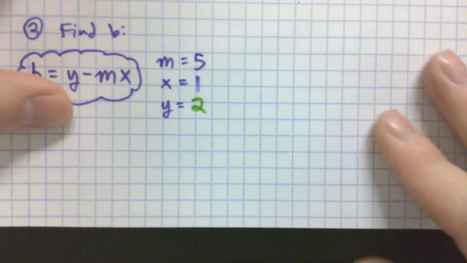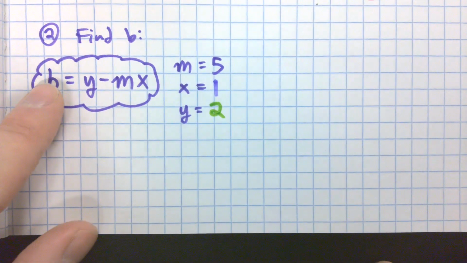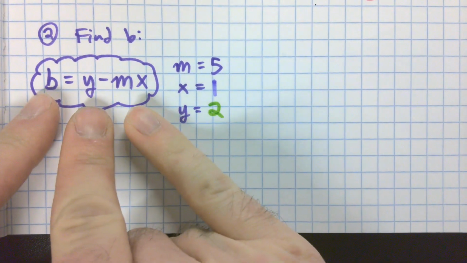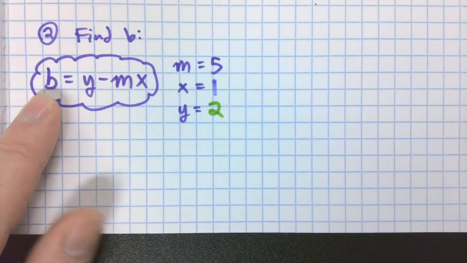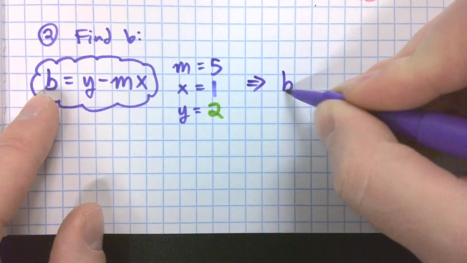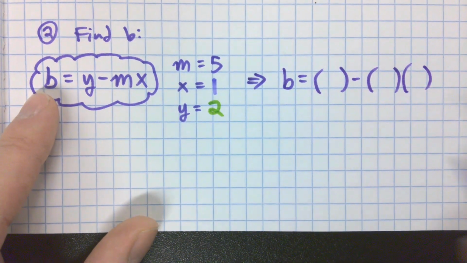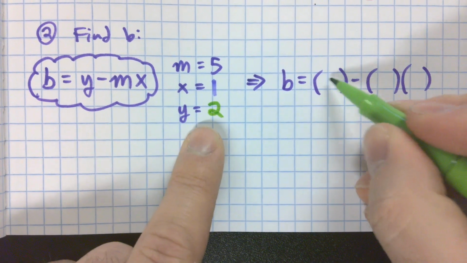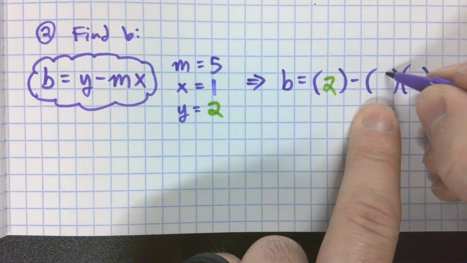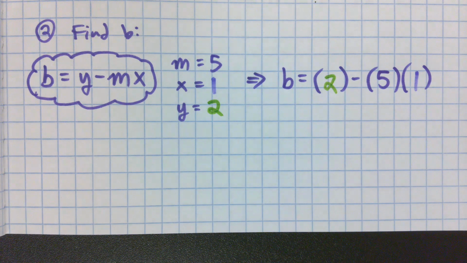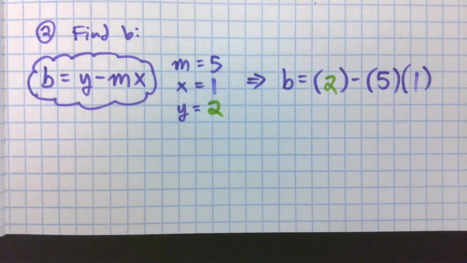Okay, I'm going to focus on the b. So we want to find what b is. That's the only letter that we don't know. But we do know these 3 letters, y, m, and x. So we can plug those in. b is equal to y, which was what again? 2, minus m, which was 5, times x, which is 1. So take a moment, make sure you see how I plugged those in, where I got those numbers from. Like I said, this is where we have to do the most amount of math.